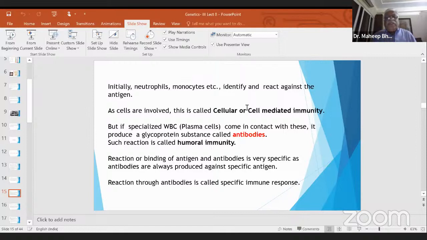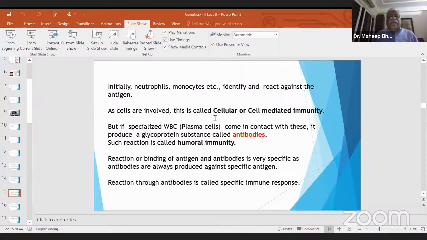The first cells which react with this foreign substance which enters into our body are called neutrophils and monocytes. They are large cells and they have a special characteristic that they can feed on anything which is entering into our body. Even water they can engulf, they can engulf bacteria, particles, drugs, they can engulf anything. So if the body recognizes it as non-self, the neutrophils and monocytes are the first attackers which attack these substances. When the cells are involved, that type of activity is known as cell-mediated immunity because cells are involved.